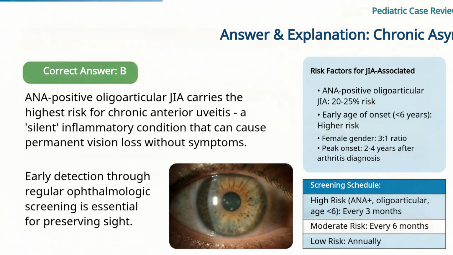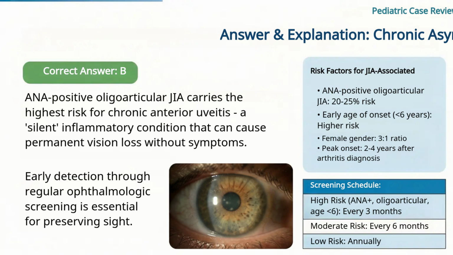Antinuclear antibody-positive oligoarticular juvenile idiopathic arthritis carries the highest risk for chronic anterior uveitis, a silent inflammatory condition that can cause permanent vision loss without symptoms. Risk factors for juvenile idiopathic arthritis-associated uveitis include antinuclear antibody-positive oligoarticular juvenile idiopathic arthritis with a 20 to 25% risk, early age of onset below 6 years, which carries higher risk, female gender with a 3-to-1 ratio, and peak onset 2 to 4 years after arthritis diagnosis.